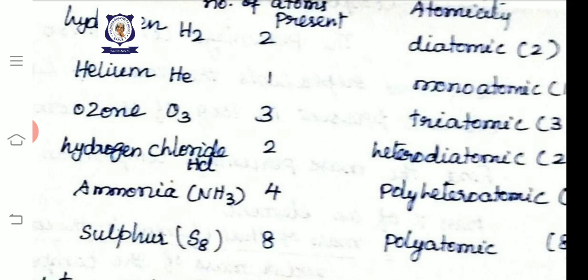Then sulfur. It is the same element. In a molecule of sulfur there are 8 atoms. So it is polyatomic.